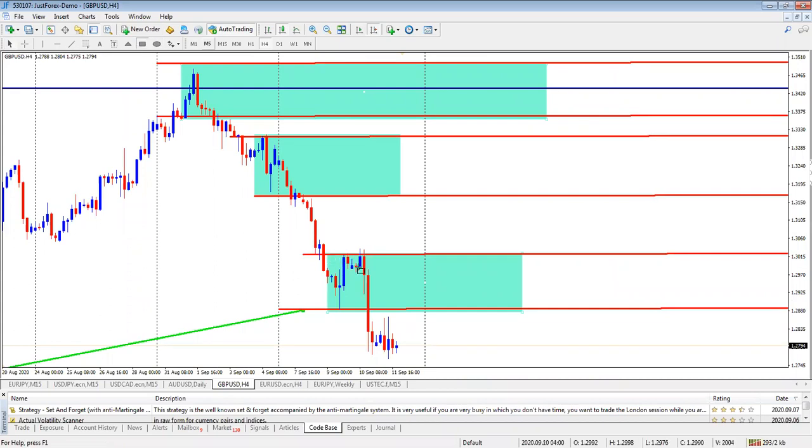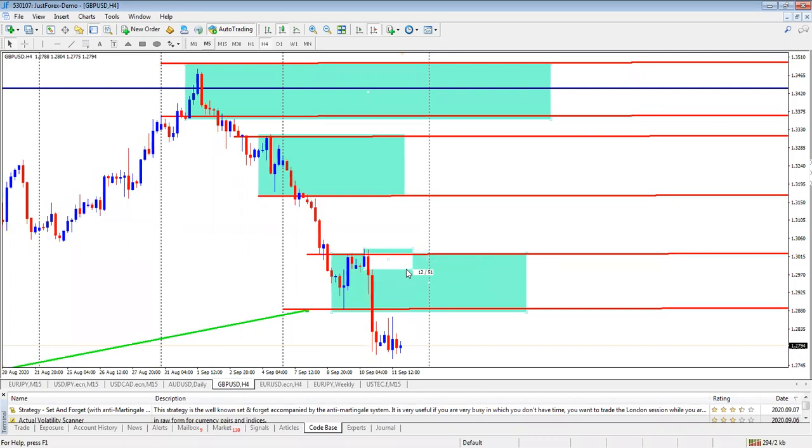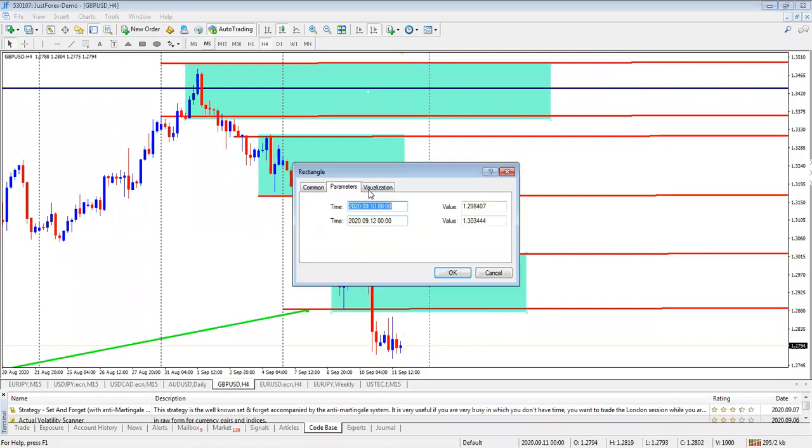So I would take this one as a nested. There's something called a nested area of supply and demand. It means a 4 hour area of supply and demand is inside the area of higher time frame supply and demand. Do we all agree on that? So this one is a nested area of supply and demand.